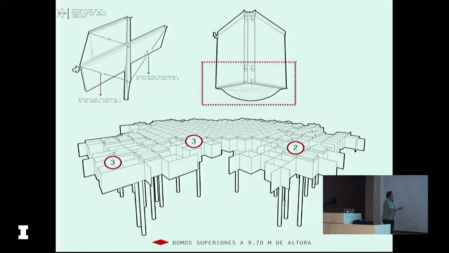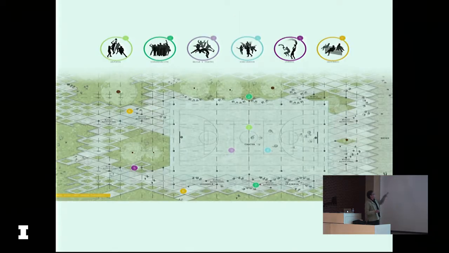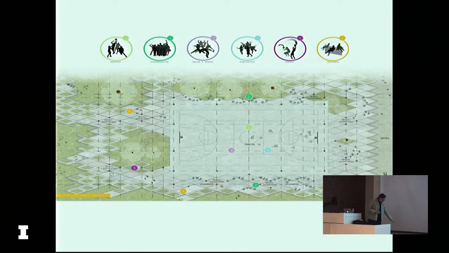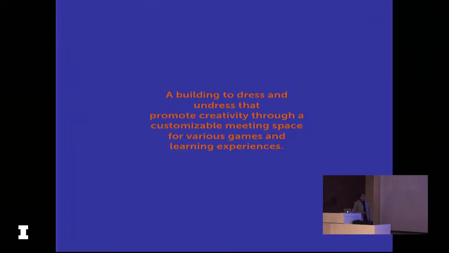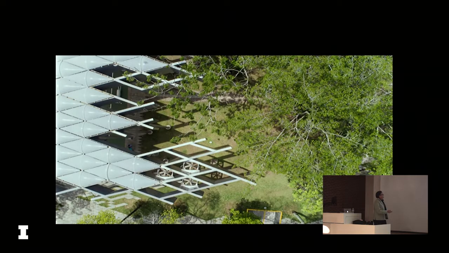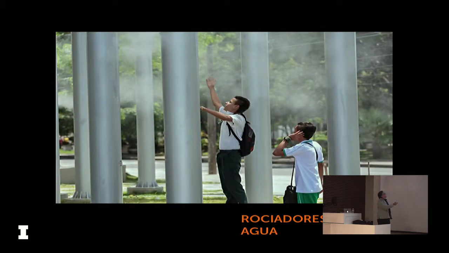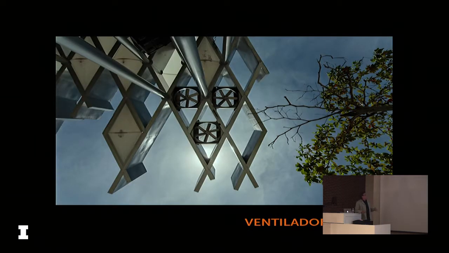This is the structure of the canopy. It's a steel. This is a big beam. How do you say? Made of steel, and with bubbles of plastic. It's the same strategy. This is the ventilator. We have a different stool. You can go to sit. You can define the sprinklers of water, mist, yeah, and ventilators.